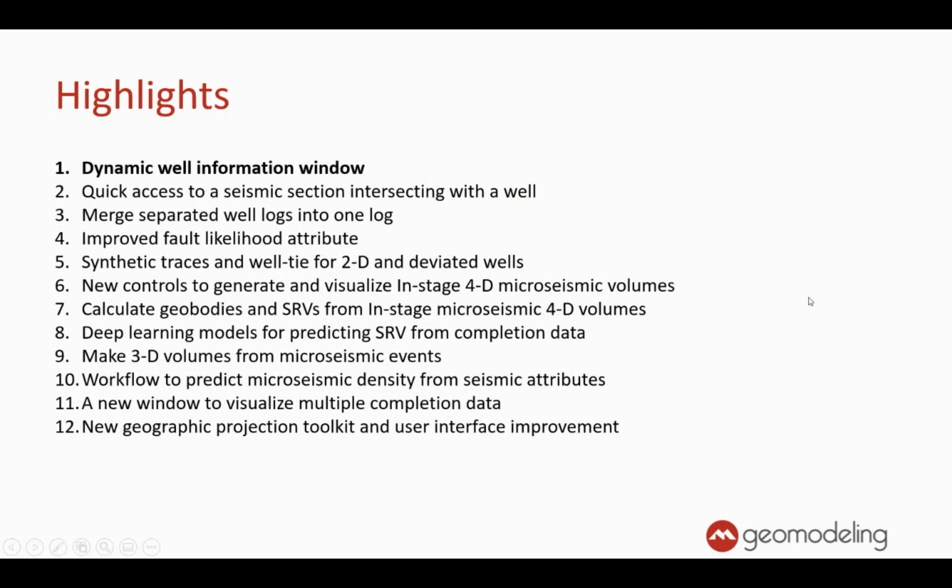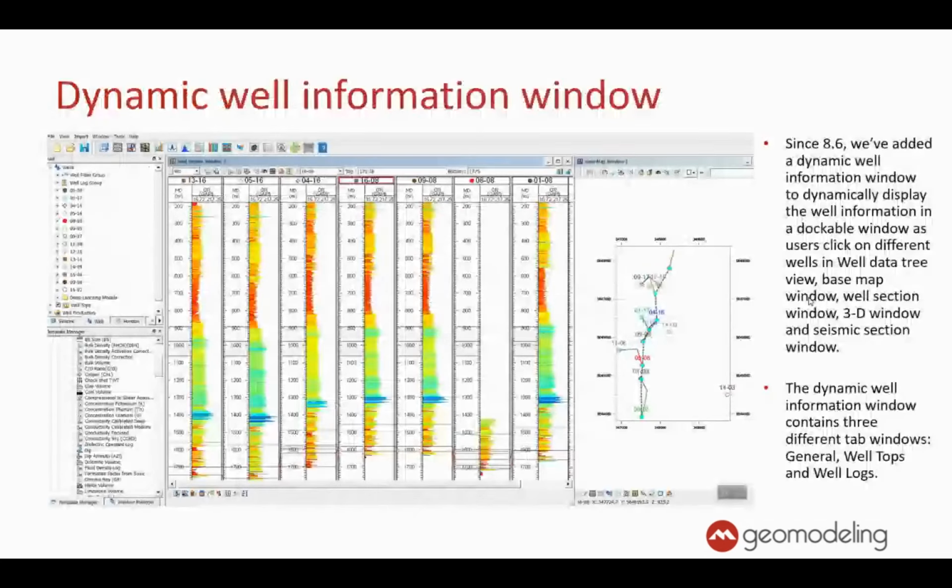Now let's see the details for each new feature and improvements. The first is the dynamic well information window. Before, it's very time-consuming to access the well information through the red button menu from the tree view. Users have to open a separate properties page or spreadsheet for each well to check the well information.